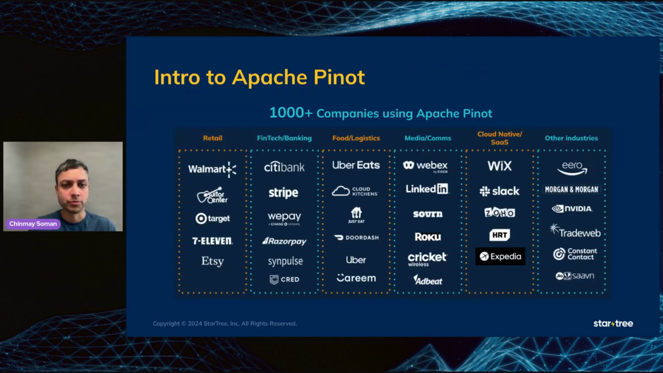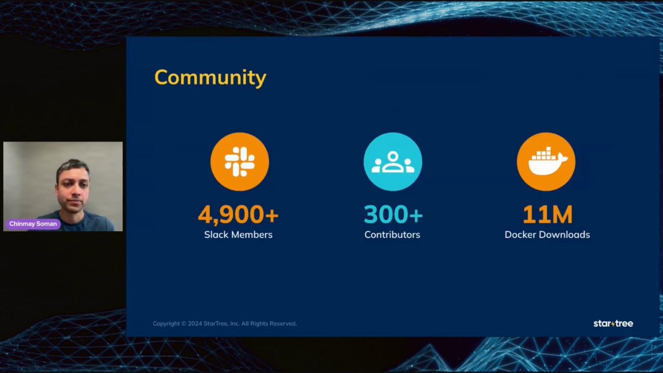Today, Pinot is a mature technology. It's adopted by various companies across the globe, and we can dissect by the different verticals. For example, Walmart and 7-Eleven in retail; Citibank, Stripe, and VPay in fintech and banking. Logistics is actually very popular. Most of the leading food and logistics companies have adopted Pinot, for example, Uber, DoorDash, and Just Eats, and so on. So we see a very wide adoption across various verticals in the industry.